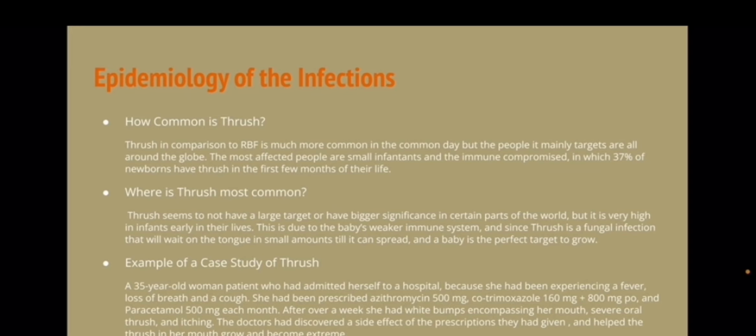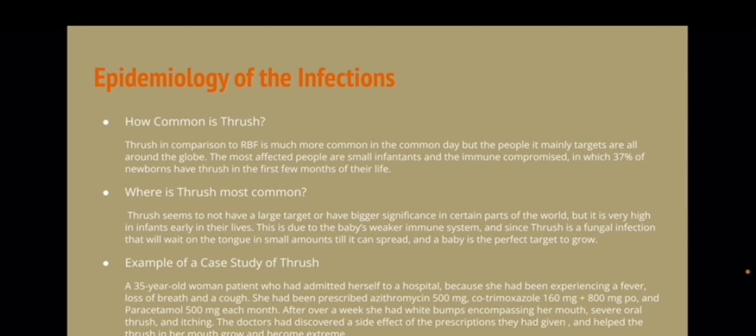Where is thrush most common? Well, thrush does not seem to have a large target area or big significance in most parts of the world, but it is highly infectious in infants early in their lives. Due to the baby's smaller, weaker immune system, and since thrush is a fungal infection, it will wait on the tongue in small amounts so it can spread. The baby is the perfect target for this fungal infection to grow.